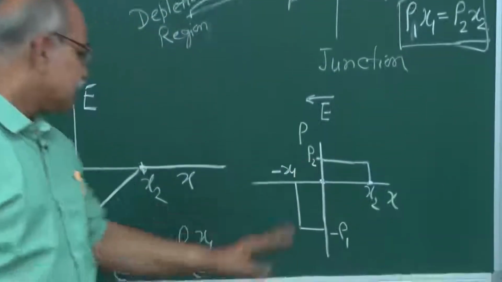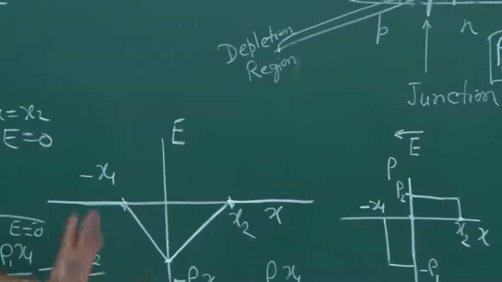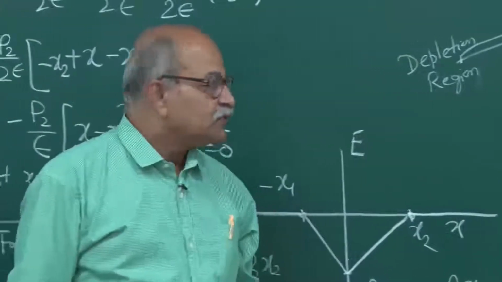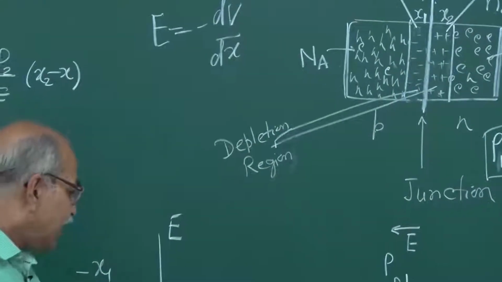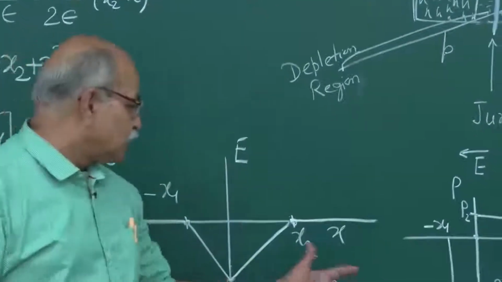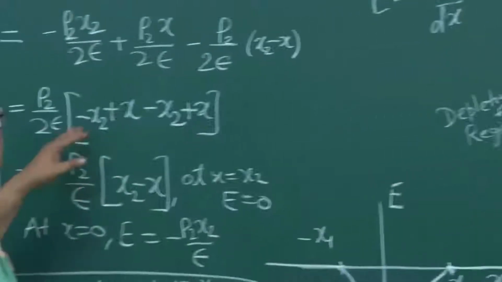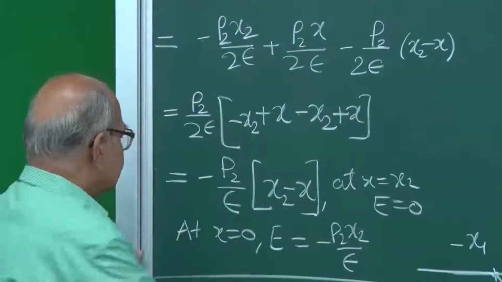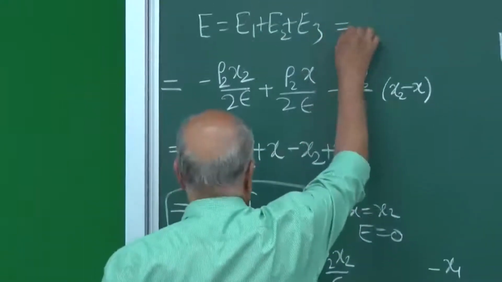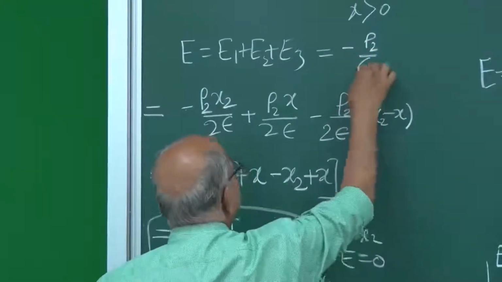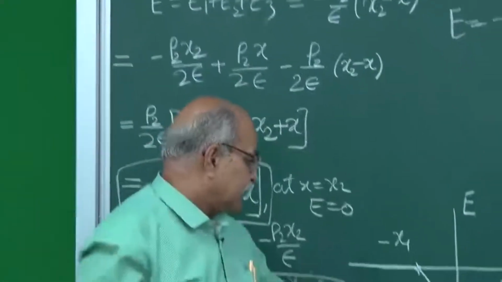So, this is that rho versus x distribution, and from here we calculated E versus x, and that was this. Now, today we will be talking of a potential difference across this junction. To calculate that, we have this electric field. Let us try to do it in this region to the right of the junction. The total electric field is given by this expression: minus rho 2 over epsilon times x2 minus x. It is this straight line.